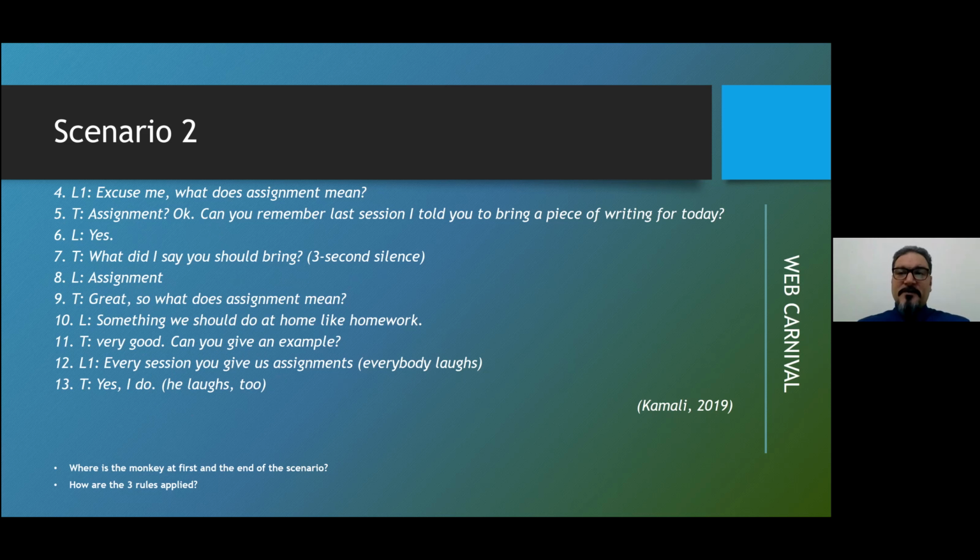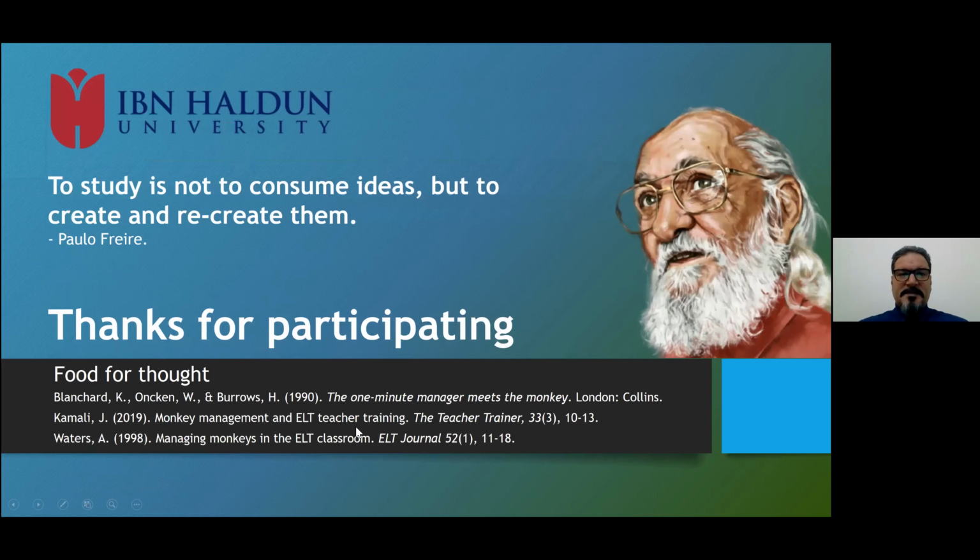And what I want to say is that the learning process is not on the teacher all the time. The learners are involved in the learning procedure in the class by critical thinking. And I think this sentence by Paulo Freire, I think, is the best to end with. That is, the study is not to consume ideas, but to create and recreate them.